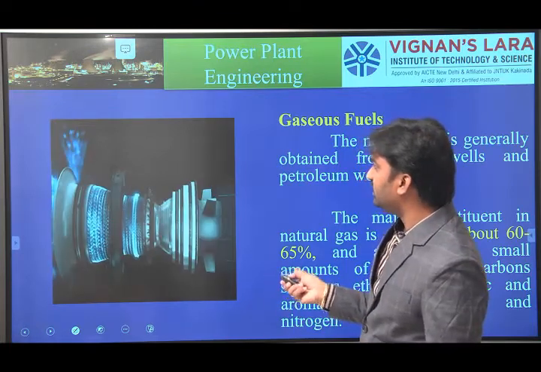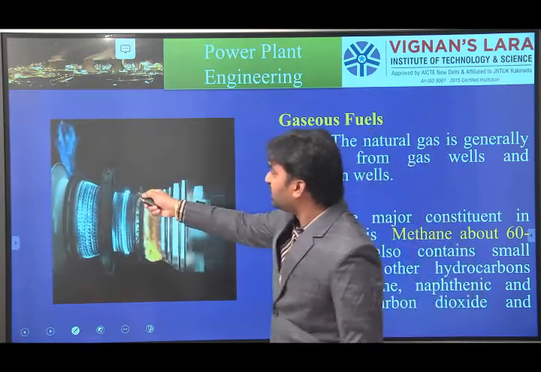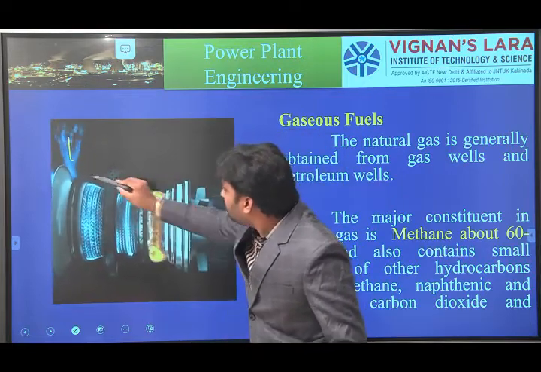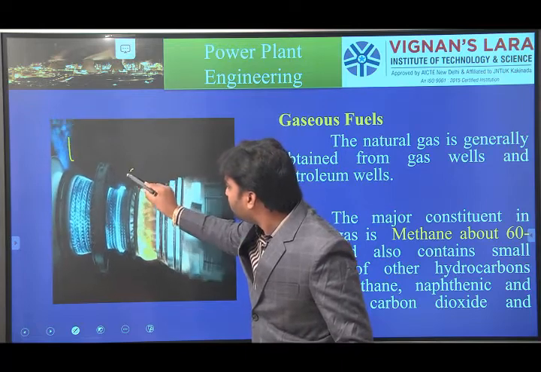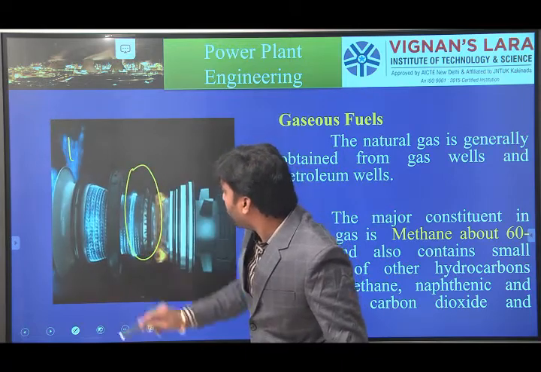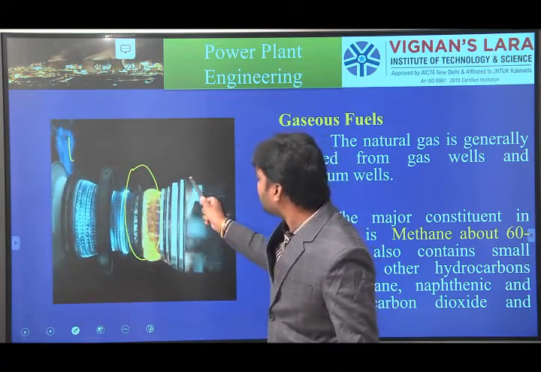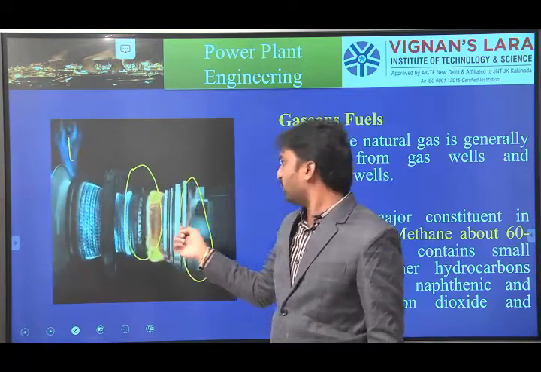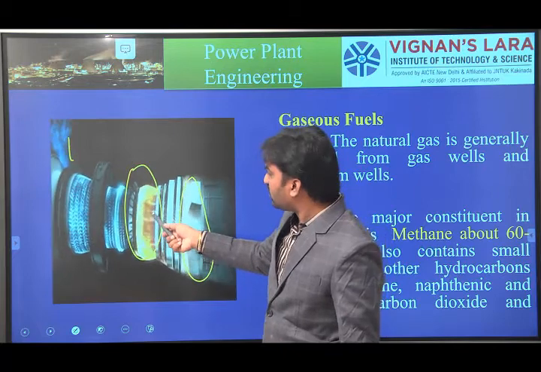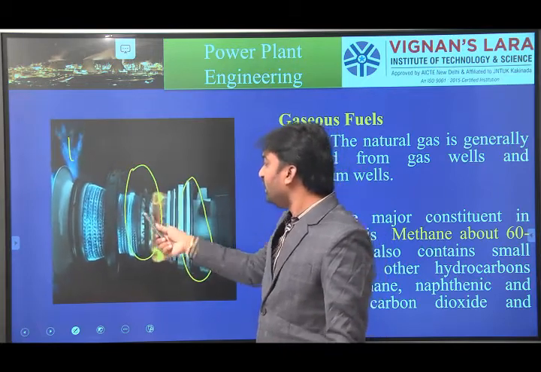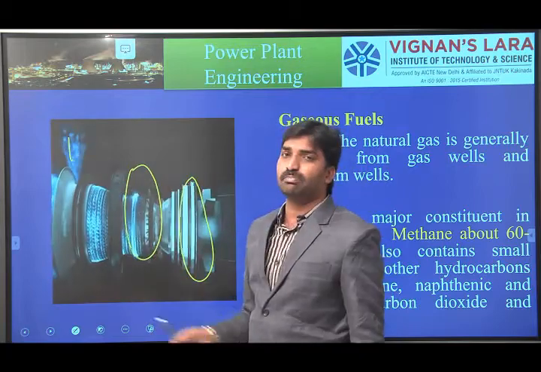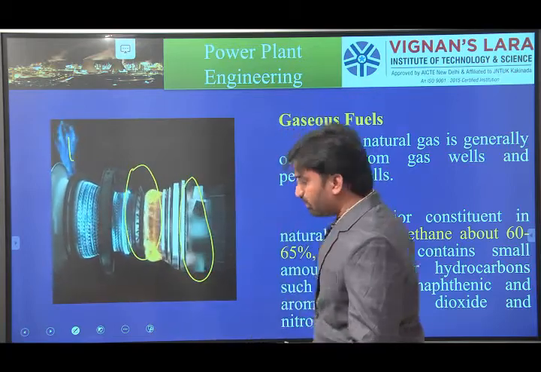So see here in this image. This is the gas flow. The gas is entering into the chamber, and here the firing process takes place. And this is the turbine. This turbine converts the energy; the combustion process gives kinetic energy. This is a gas power plant, a gas turbine power plant.